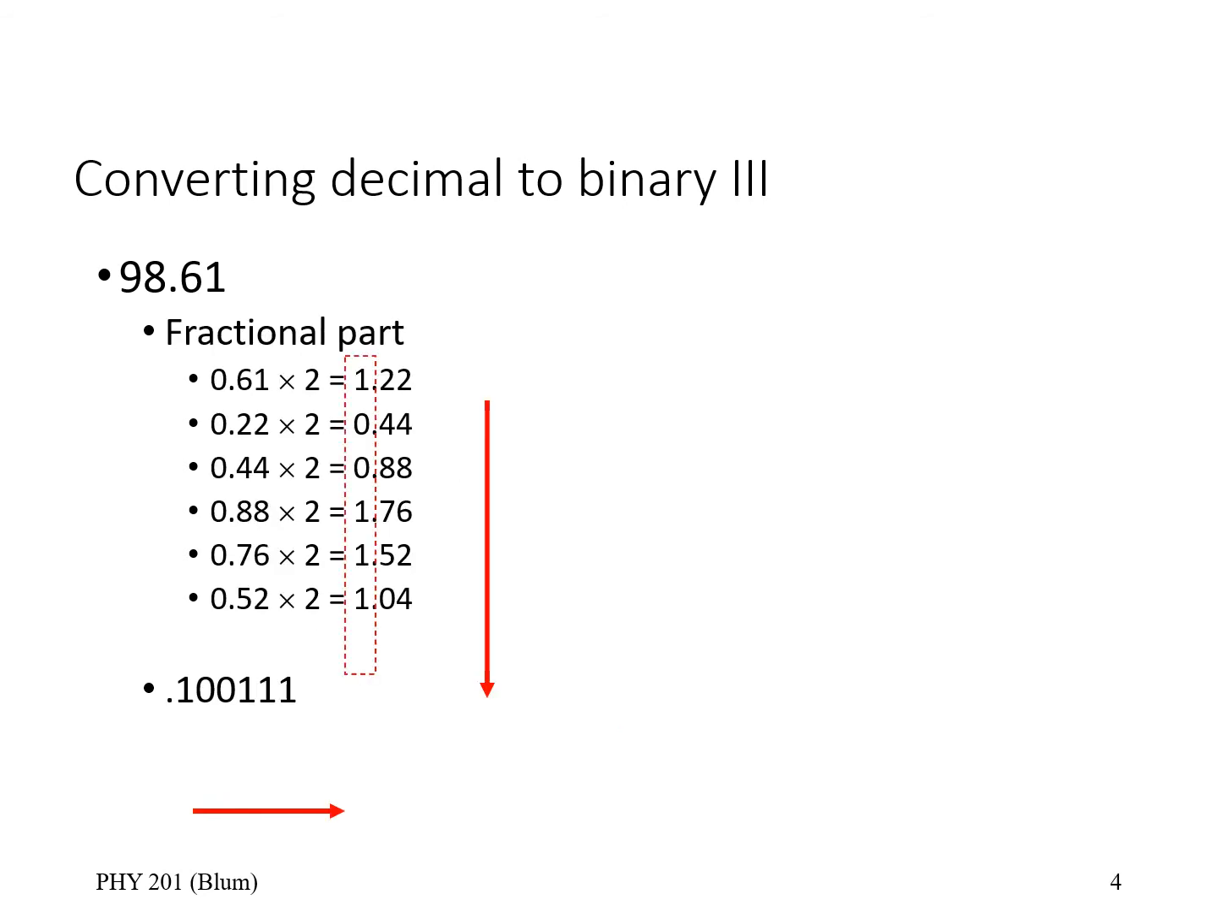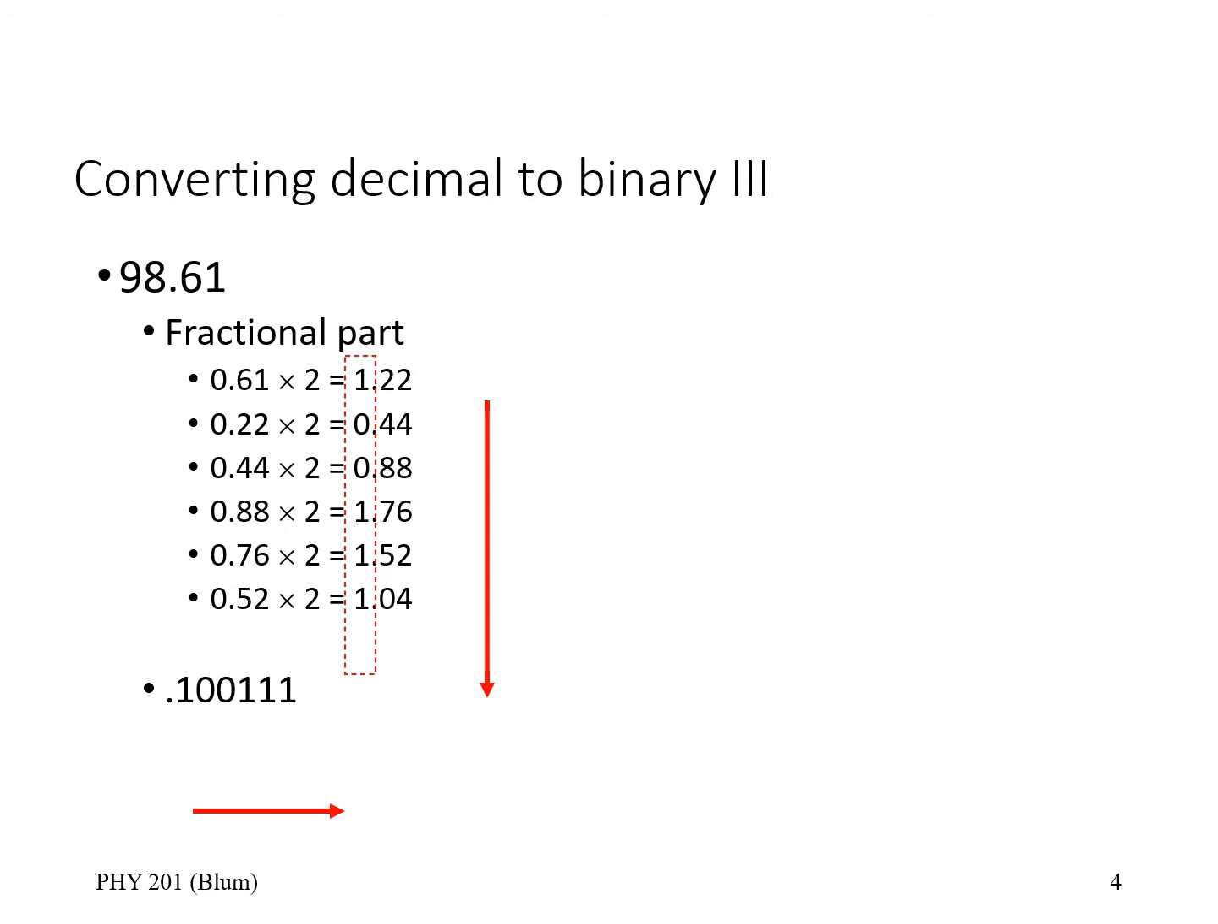The algorithm for the fractional part is to take the fractional part, in this case 0.61, and repeatedly multiply by 2. So 0.61 times 2 is 1.22. That 1 is our first digit of the fraction, and so that is our halves place. And then we have 0.22 times 2, and we get 0.44. That 0 is our second number, the quarters place. 0.44 times 2 is 0.88, and that 0 is our eighths place, and so on.